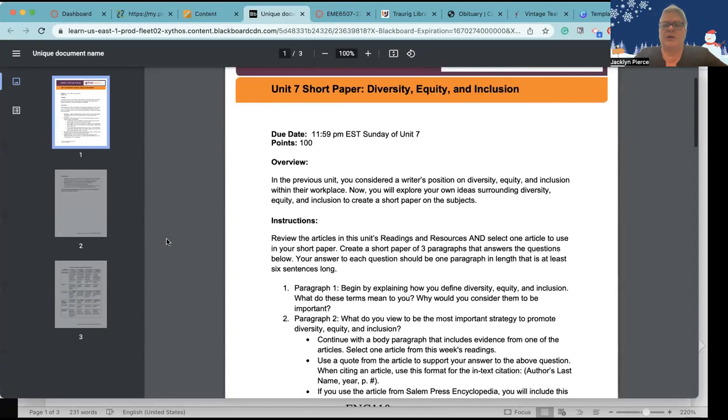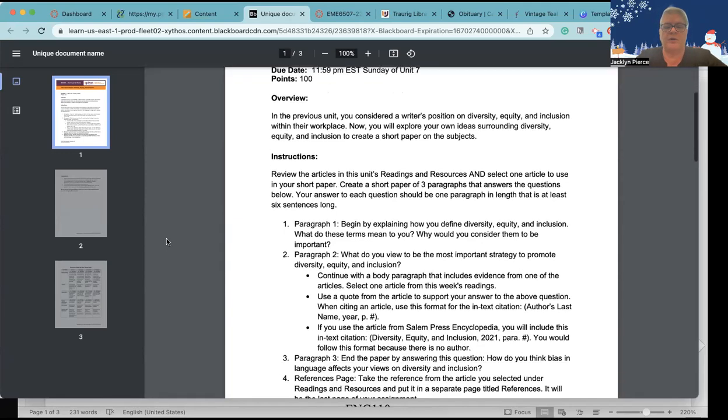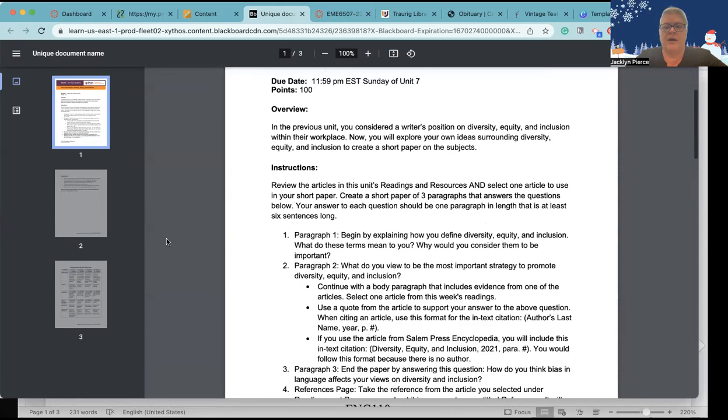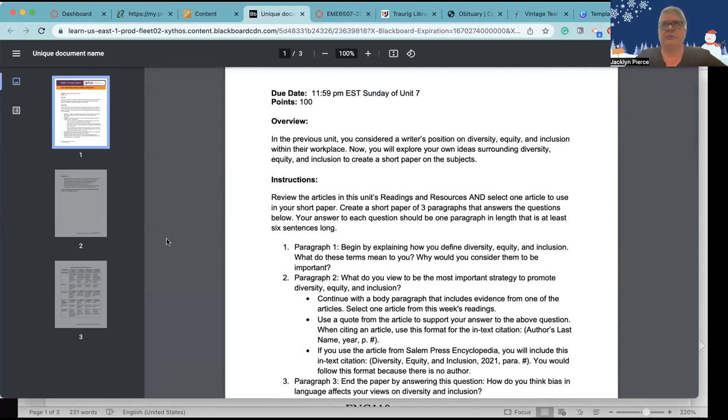In the previous unit, you considered a writer's position on diversity, equity, and inclusion within their workplace. Now you will explore your own ideas surrounding diversity, equity, and inclusion to create a short paper on the subjects. Review the articles in this unit's readings and resources and select just one of the articles to use in your short paper. Your paper is going to have 3 separate paragraphs that answer the questions below, and you will notice there are 3 paragraphs to cover, 3 questions to cover within each of those paragraphs.